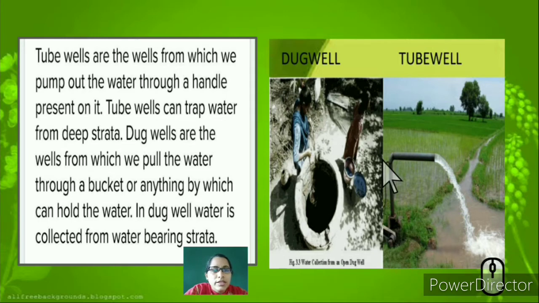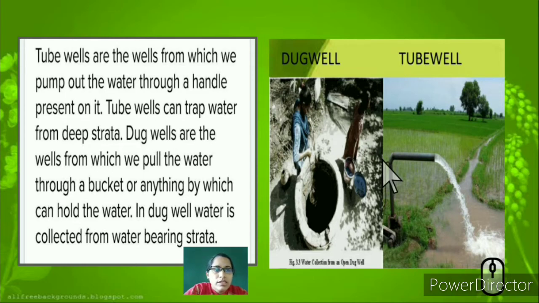So from where do we get water for the crops? How are we going to utilize the water so that there is no shortage of water to the crops? There are two types of wells that have been built, that is tube well and dug well. So what are tube wells? Tube wells are the wells from which we pump out water through a handle present on it.